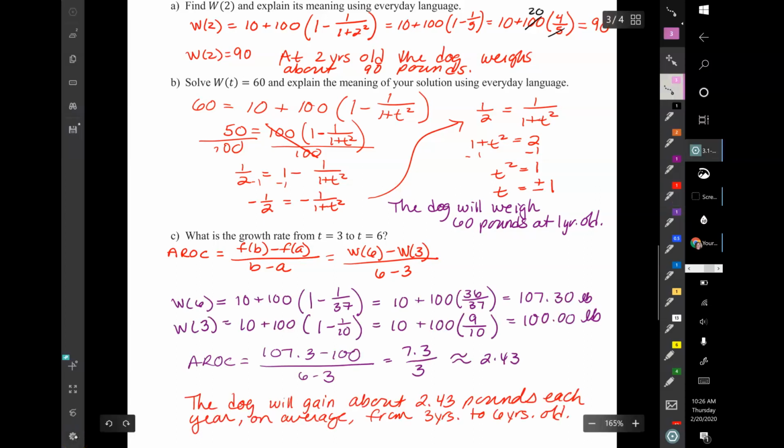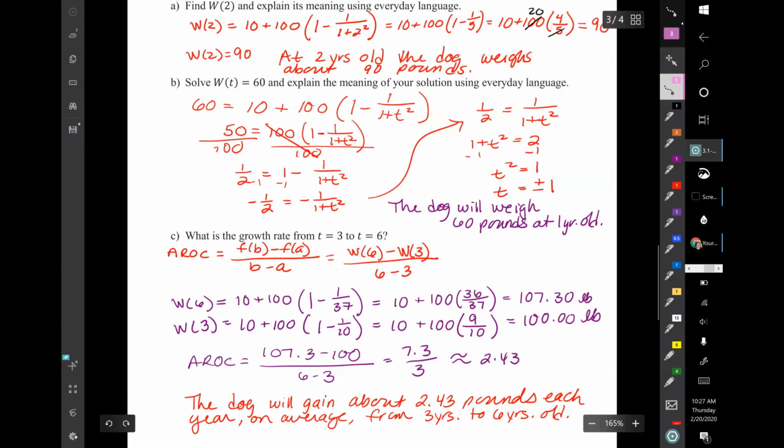Okay, so I plugged everything in. To get this 1 over 37, I just remember it was 1 over 1 plus t squared, so 6 squared would be 36, plus 1 would give me 37. Then I just simplified down. I get 107.3 pounds. W of 3, same deal. I get 100 pounds. Then I plug it into my average rate of change formula that I had up above, and I get 7.3 over 3, which is about 2.43 pounds.